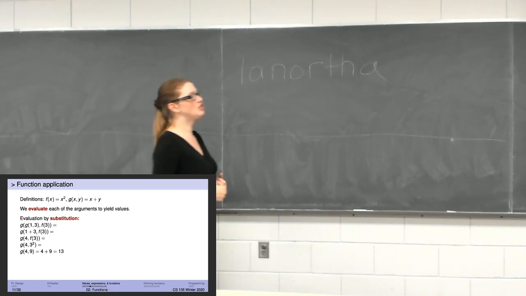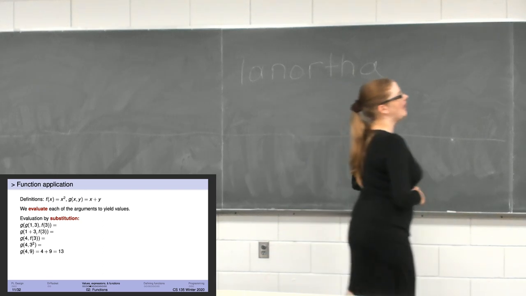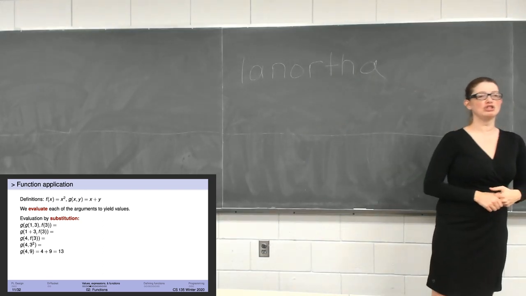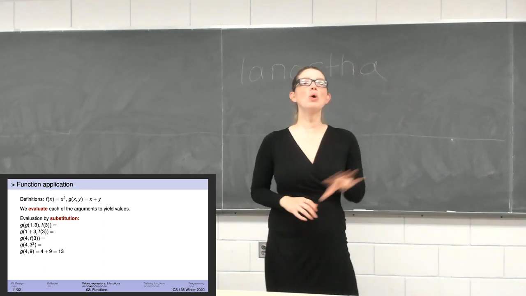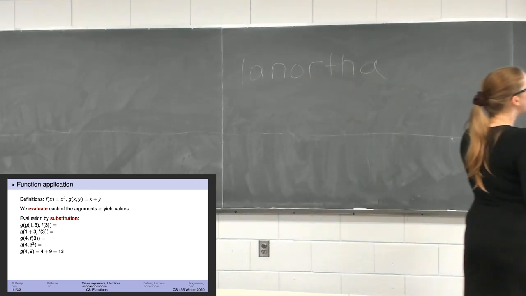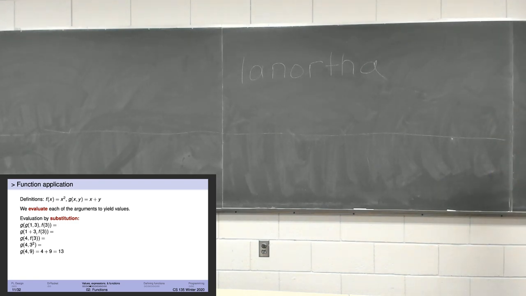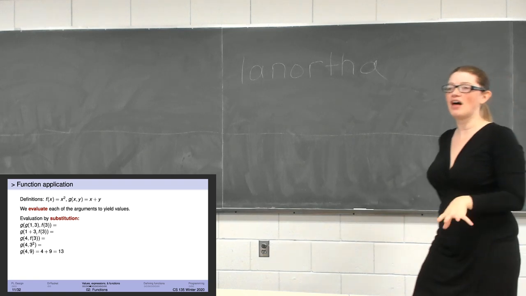The thing that we need to pay attention to is, what do you do in that case? How do you actually evaluate the function? As it turns out, in mathematics, it doesn't matter what order you evaluate this in, and we evaluate by substitution. We could, if we wanted to, evaluate f of 3 before g of 1, 3. Or we can evaluate this outer g and pass these right through and end up with g of 1, 3 plus f of 3. It doesn't matter in mathematics what order we do the evaluation in.